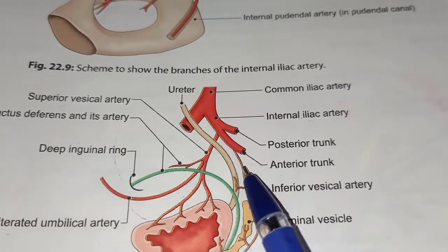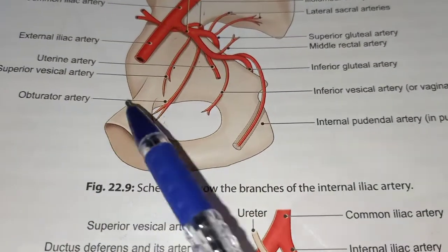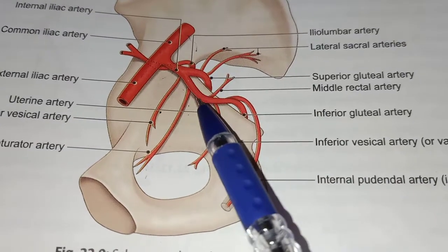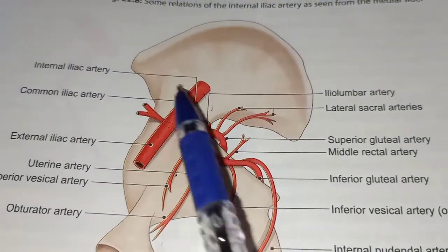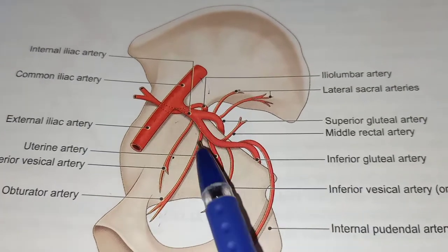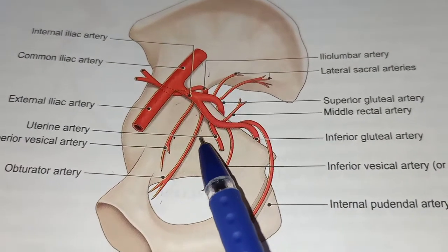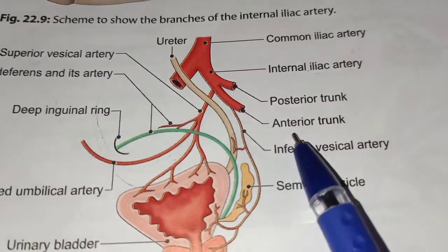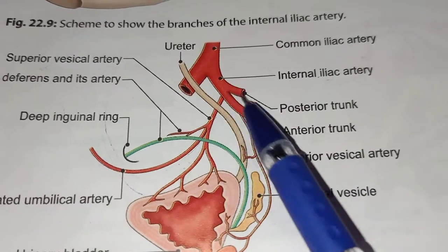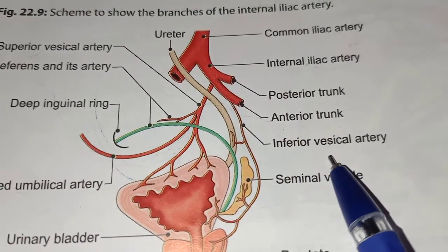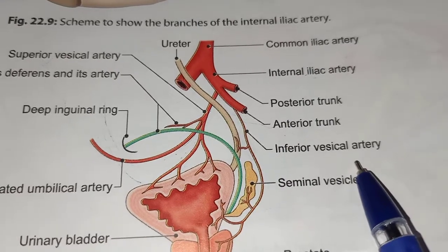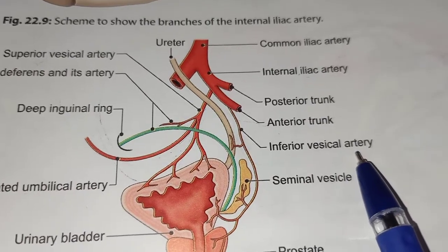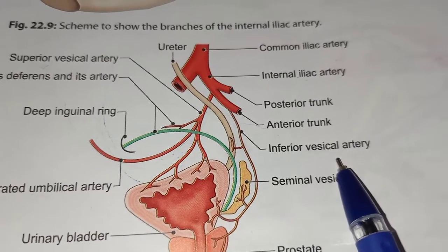Then the next artery from the anterior trunk is the obturator artery, which supplies the obturator internus and the obturator canal. This is the anterior trunk of the internal iliac artery, and from it arises the obturator artery. The next artery is the inferior vesical artery. This inferior vesical artery is replaced by the vaginal artery in females.